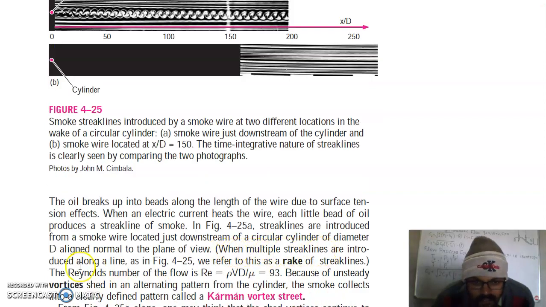When multiple streaklines are introduced along a line, as in figure 4-25, we refer to this as a rake of streaklines. The Reynolds number of the flow, rho V d upon mu, is equal to 93. Because of unsteady vortices shed in an alternating pattern from the cylinder, the smoke collects into a clearly defined pattern called a Karman vortex street.